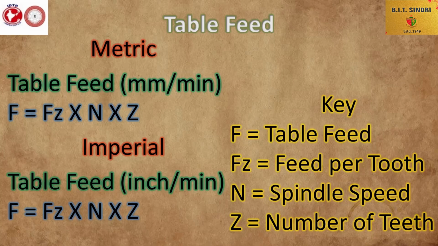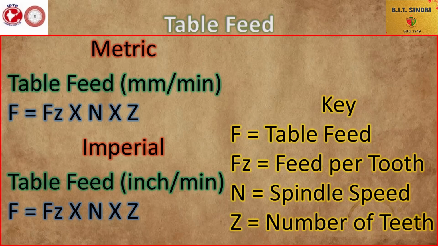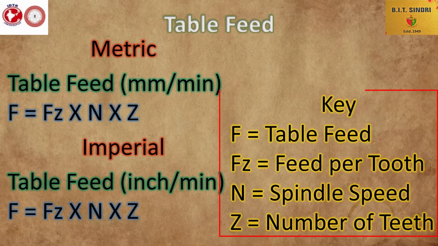As I have just explained, both equations will be the same for metric and imperial. So F is our table feed, which is what we are trying to calculate. Fz is the feed per tooth. N is our spindle speed in revolutions per minute, and Z is the number of teeth on our milling cutter.